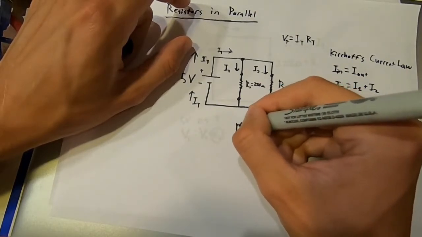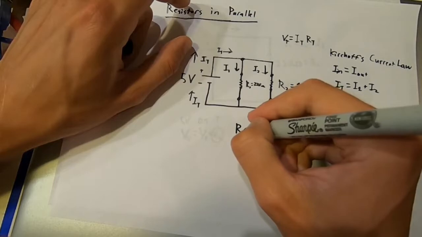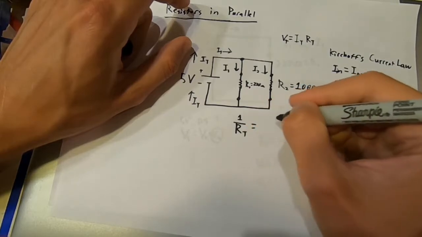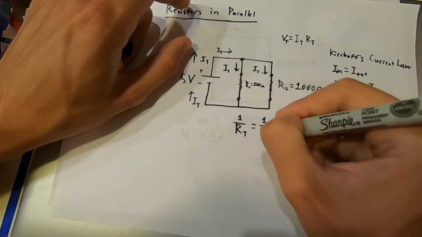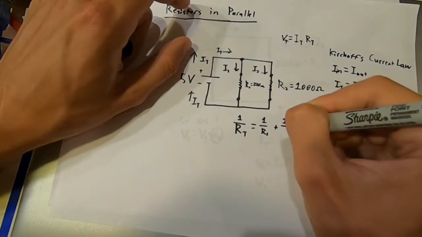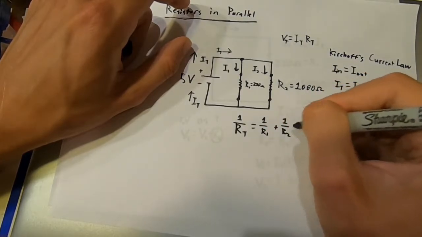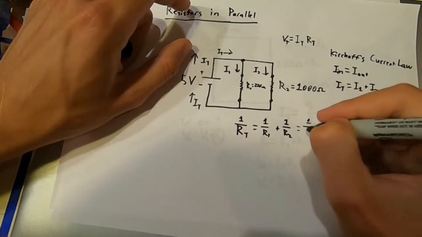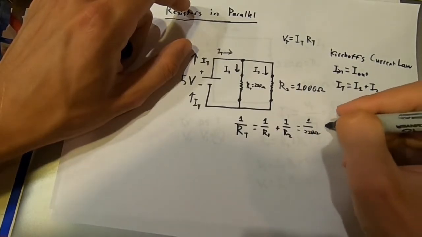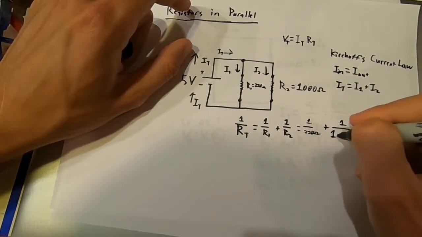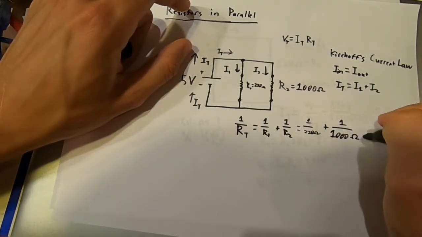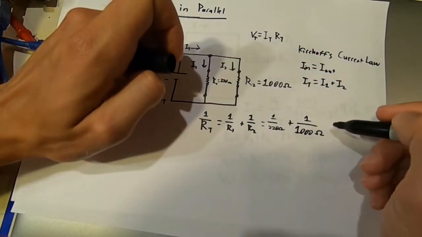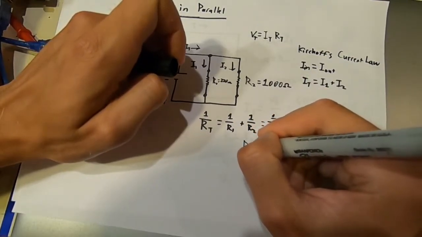I'm going to save you the trouble of going through some of the math, but basically what we're going to find out is that if you take 1 over the total resistance, it's going to be equal to 1 over R1 plus 1 over R2. We know what R1 and R2 are, so 1 over RT is going to be 1 over 220 ohms plus 1 over 1,000 ohms. So we are going to basically take the inverse of this to get our total resistance.